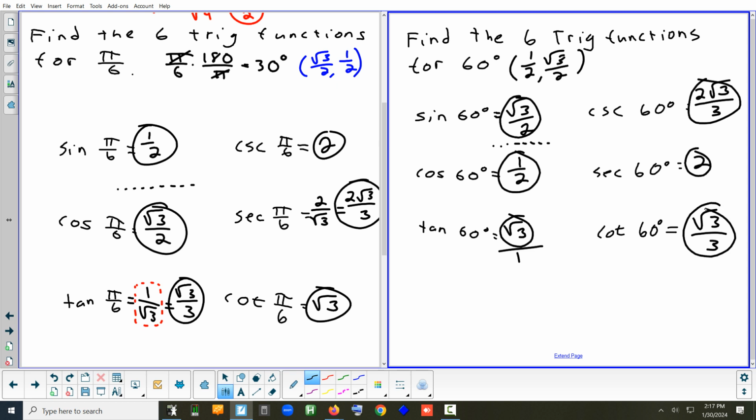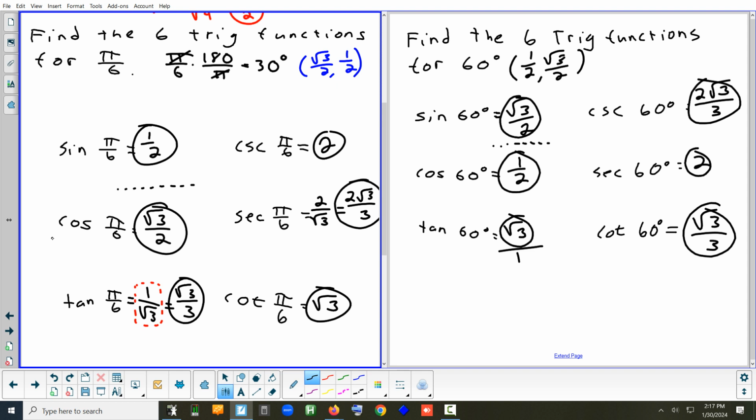Now if you look at what switched places, the sine flipped with what we call its co-function. The sine and the cosine. The secant and the cosecant. And the tangent and the complement of tangent, or we call that cotangent. That's what the co stands for: complement. And that's how you do the 6 trig functions for 60. So any questions on that?